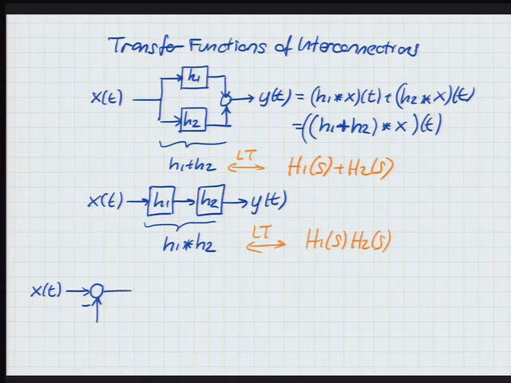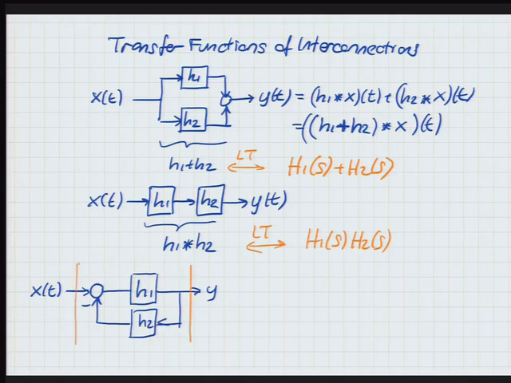And then that goes into H1. And let's say in the feedback, we have H2. So these are the impulse responses of the corresponding LTI systems. And the output is y. All right? So then I ask you, what is the transfer function of this feedback loop? All right? That requires a little bit of algebra, but not too much.